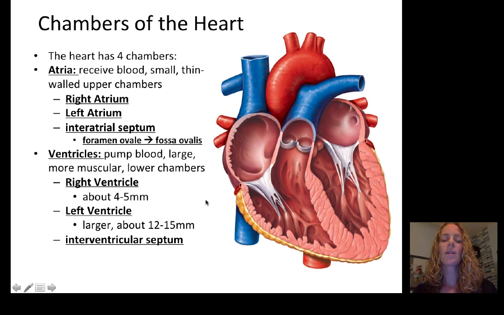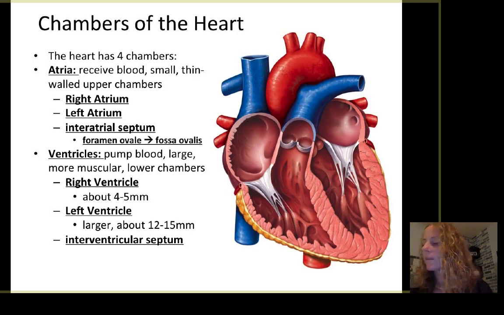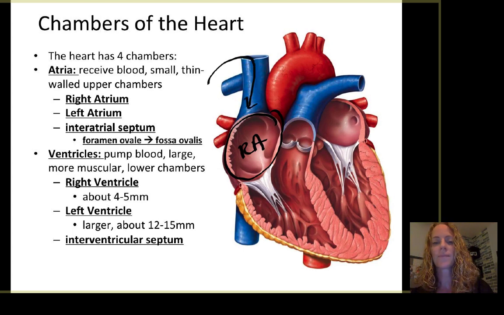We'll understand this better if we look at the internal anatomy of the heart. So let's begin with the chambers. These are the areas that receive and pump blood, starting with the atria. We have a right atrium, which is the upper right portion of the heart, that's going to receive blood from the body. We have a left atrium, that is the upper left chamber of the heart, that's going to receive blood from the lungs.